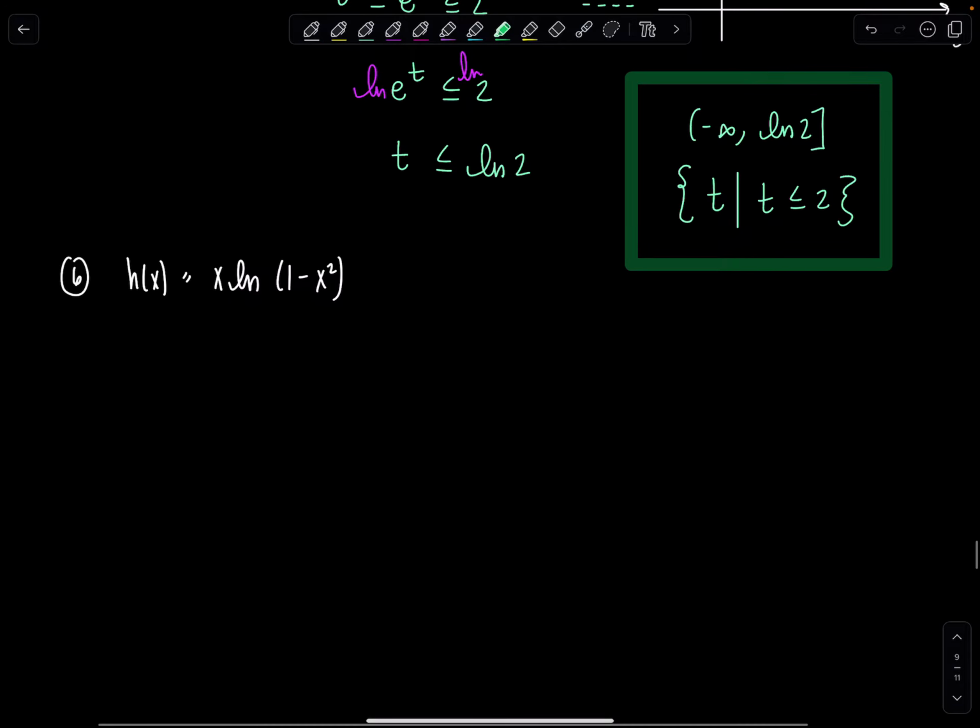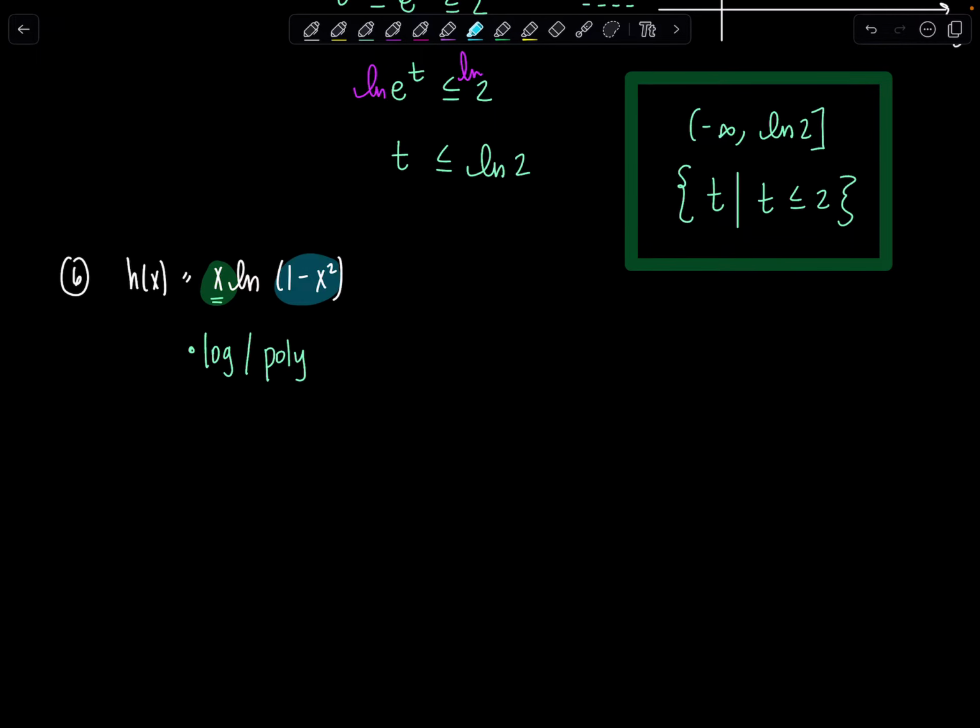Example 6. h of x is x times natural log of 1 minus x squared. So this is a combo. I mean, we have x times natural log. So yeah, logarithmic function, kind of a polynomial, all of that stuff mushed together. The x out front isn't doing anything to affect the domain. It can be whatever it wants to be. The only issue is that 1 minus x squared has to be greater than 0.